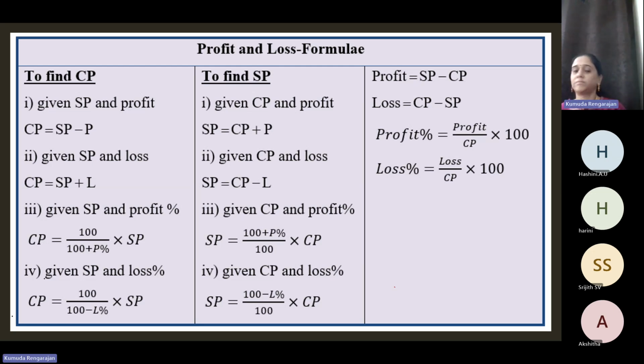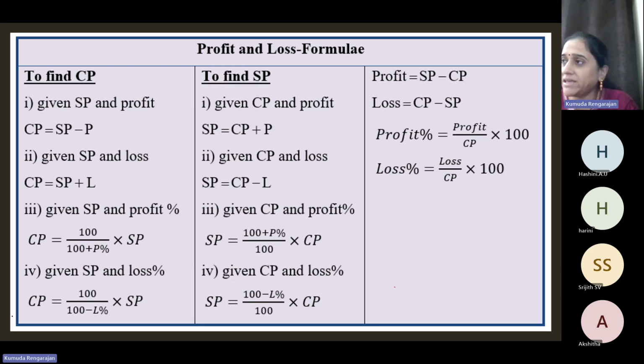All right. So CP or cost price is the price at which an article is bought or purchased. CP or cost price is the price at which an article or a product is purchased. SP or selling price is the price at which the article is sold.